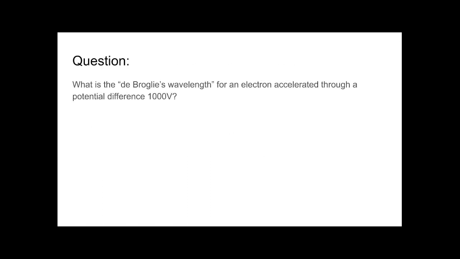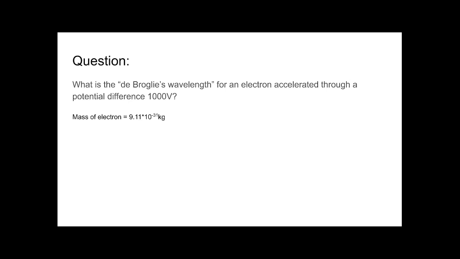What is the de Broglie wavelength for an electron accelerated through a potential difference of 1000 volts? The mass of the electron is 9.11 times 10 to the power of negative 31 kilograms. So give this question a try, and when you're ready, keep watching the video to find out the answer.